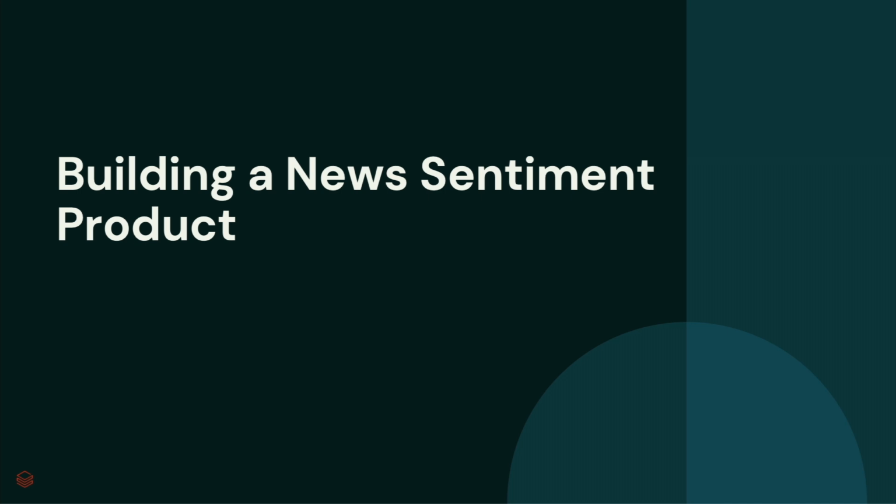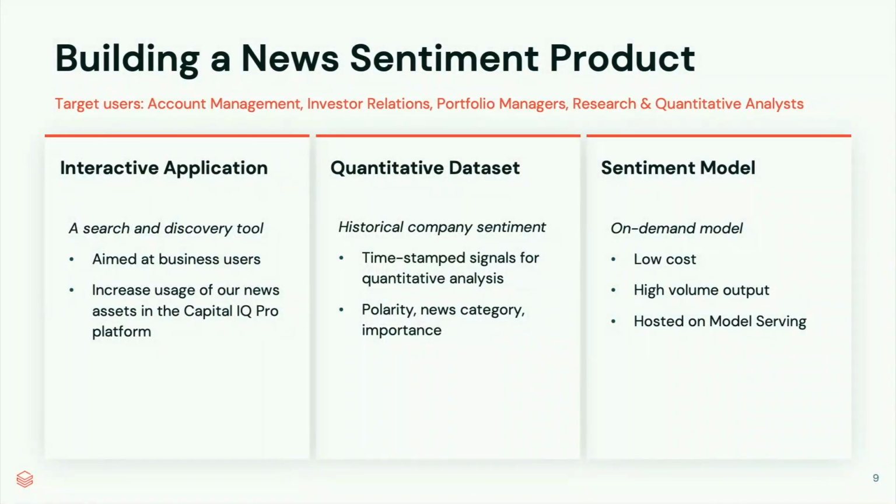So in terms of what we set out to build, we wanted to build 3 different products, each for slightly different use cases. So first, we wanted to build a front end for our existing business users of Cap IQ Pro, just to help them in that search and discovery journey that I've already spoken about, and drive usage of our news assets.